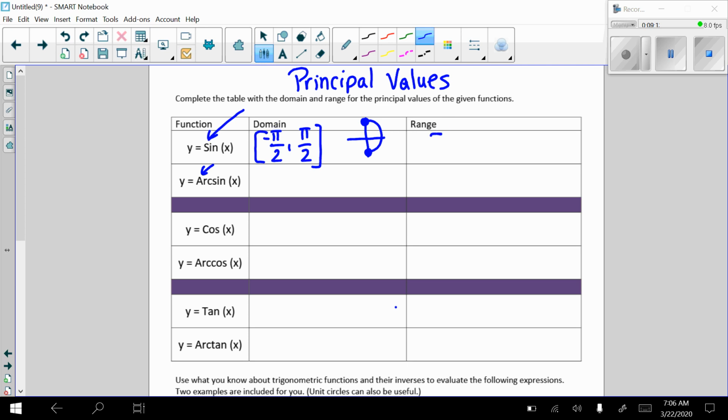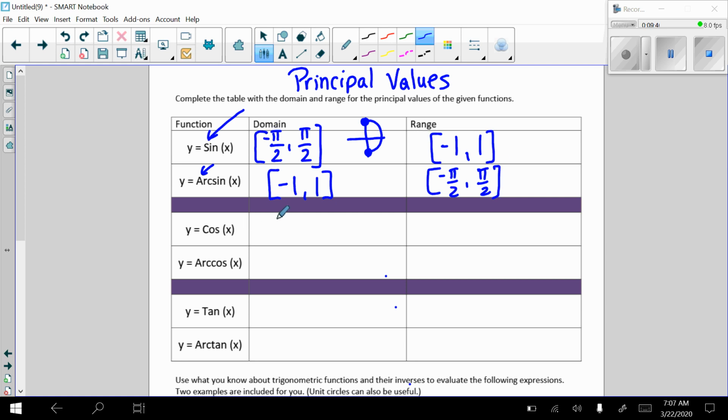The range, the lowest point of our sine curve is -1. The maximum is 1. Well, this just gets reversed for our inverse, or arcsine, or inverse sine. The domain is -1 to 1. And the range is negative pi over 2 to pi over 2. They just get reversed.